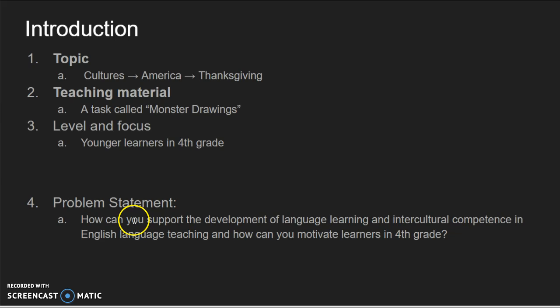My problem statement is: how can you support the development of language learning and intercultural competence in English language teaching, and how can you motivate learners in 4th grade? So this is what I've taken a point of departure in.